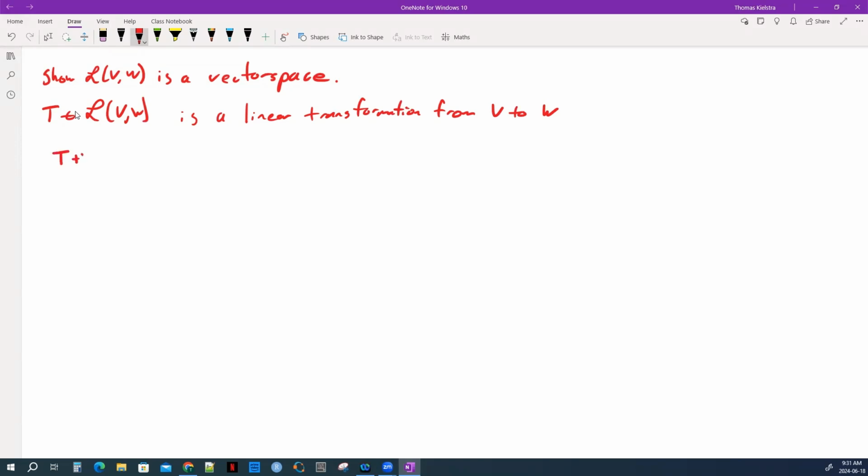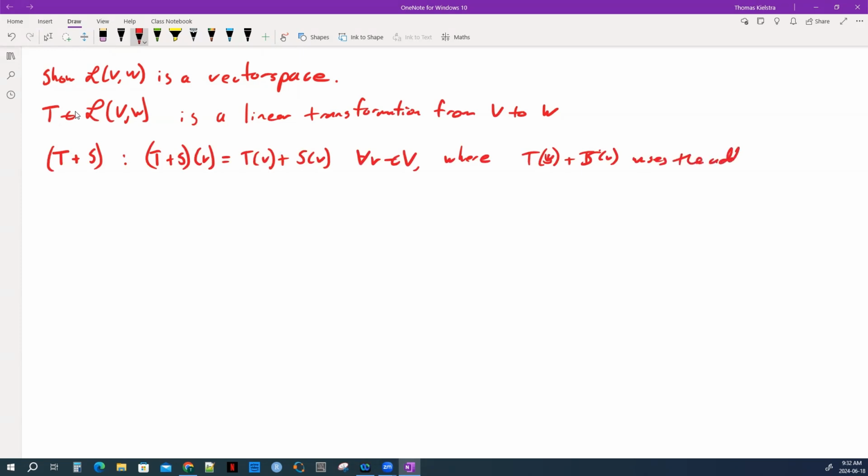So T, our addition operator, S, is defined as T plus S, and I'm just going to be doing regular addition instead of box addition, of v equals T of v plus S of v for all v in V, where T of v plus S of v uses the addition in W. So it uses the addition in W to define the addition of linear transformations.